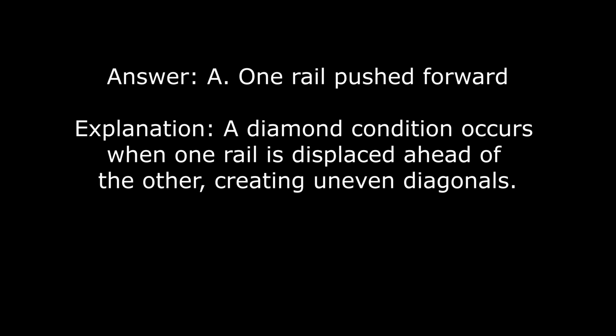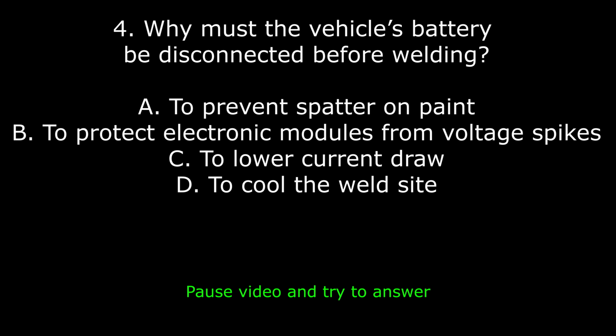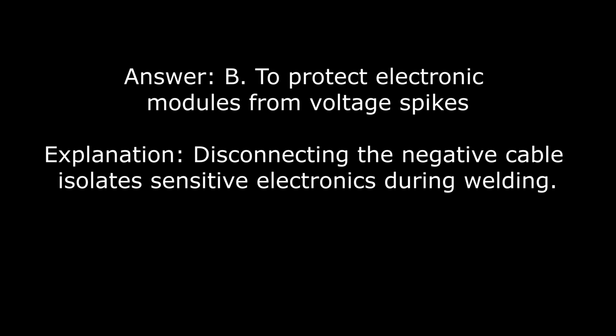4. Why must the vehicle's battery be disconnected before welding? A. To prevent spatter on paint. B. To protect electronic modules from voltage spikes. C. To lower current draw. D. To cool the weld site. Answer: B. To protect electronic modules from voltage spikes. Explanation: disconnecting the negative cable isolates sensitive electronics during welding.